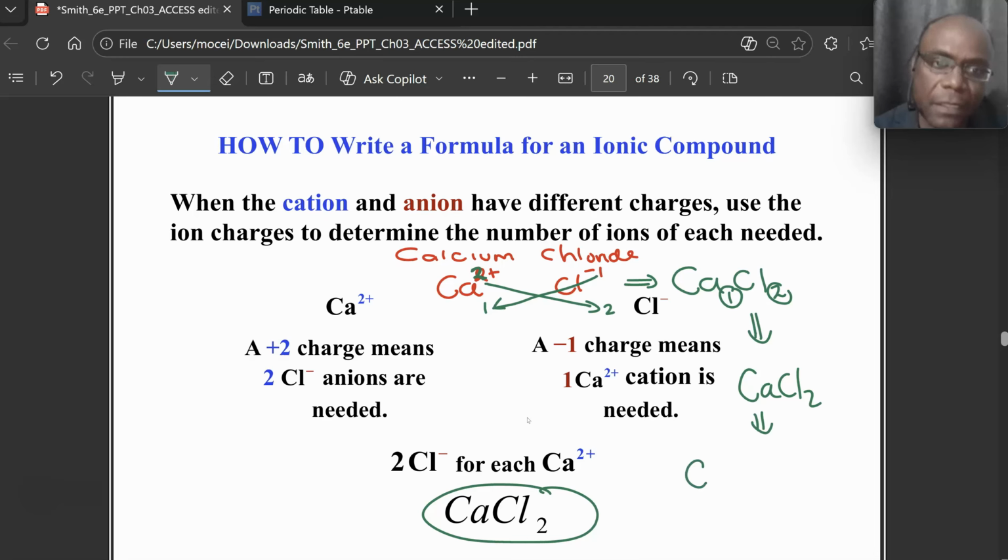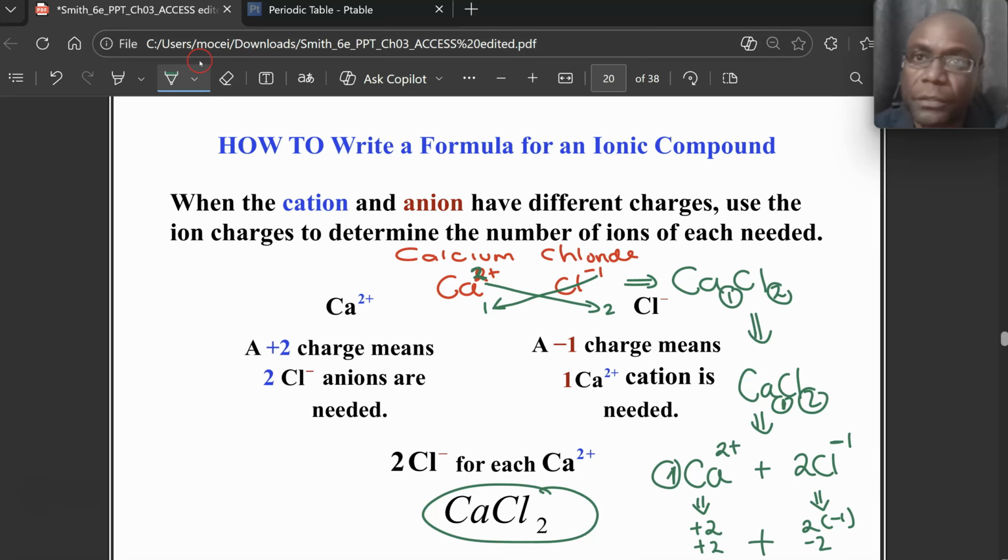Now what this is telling me is that for every 1 calcium, because the 1 is here, will react with 2 chlorines. Remember, chlorides were negative. And therefore, the calcium is bringing plus 2 overall. The chlorine is bringing twice negative 1. So you have plus 2 and you have minus 2. When you add these up, you will surely get 0. So calcium chloride has 0 overall charge.